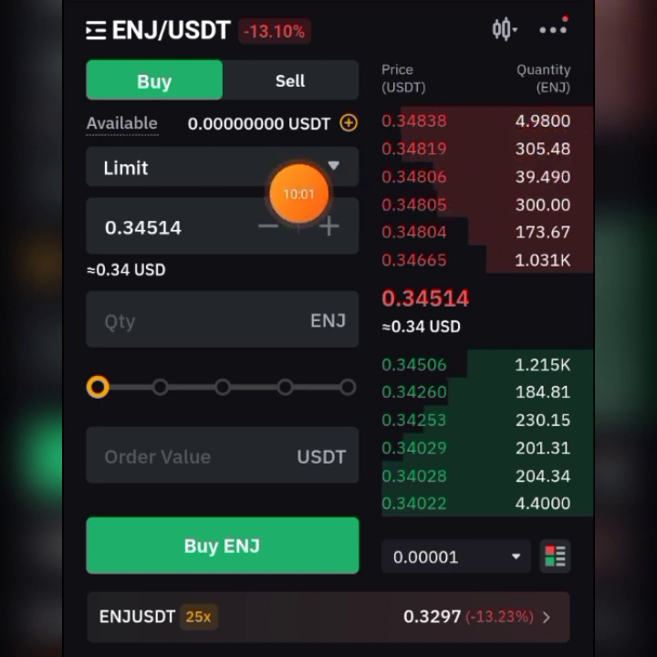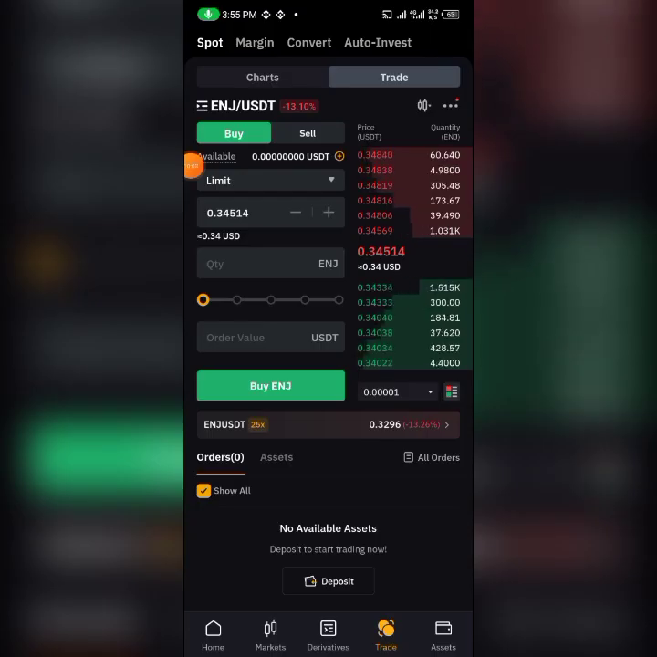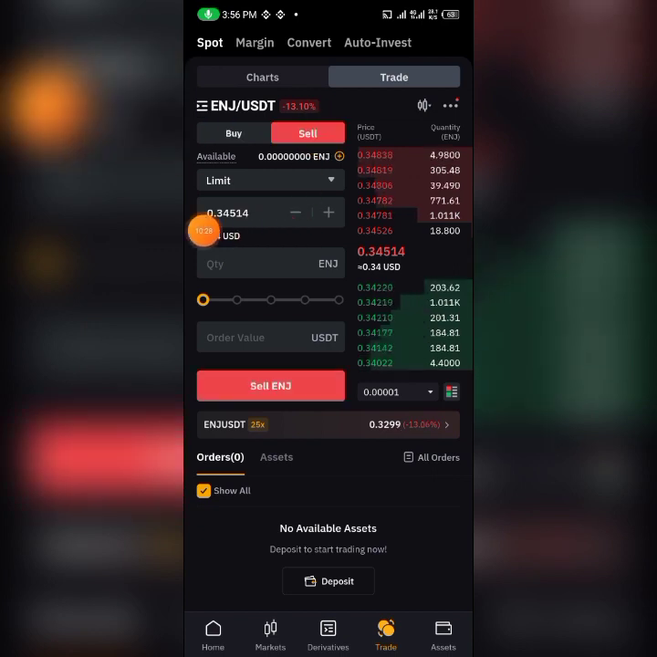So the limit order, which I've already explained to you, you can set your price, and by the time the market gets to that amount you set, your trade would execute. So just simply click on buy after you are done with your settings, and that's all. It is also applicable to when you want to sell.